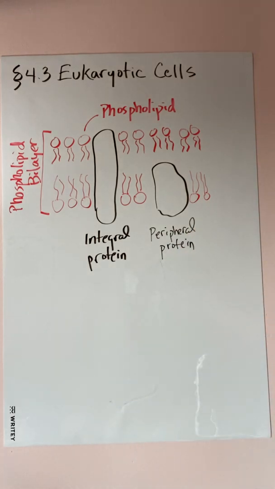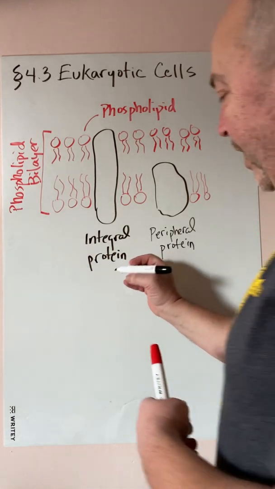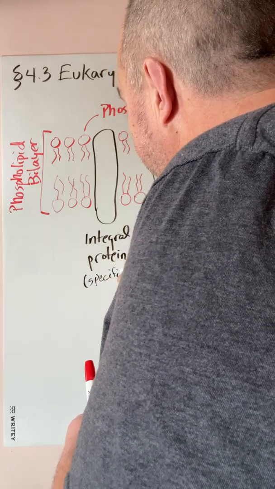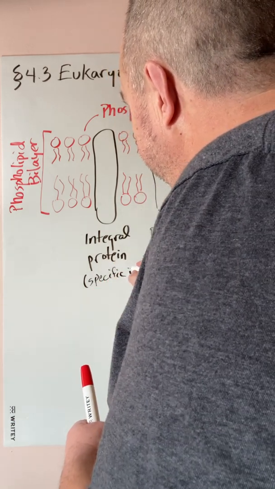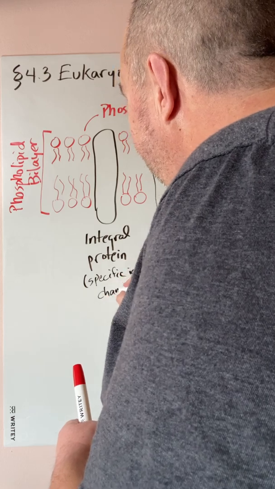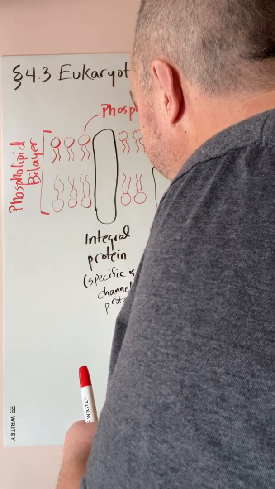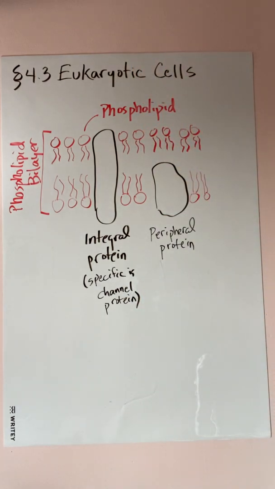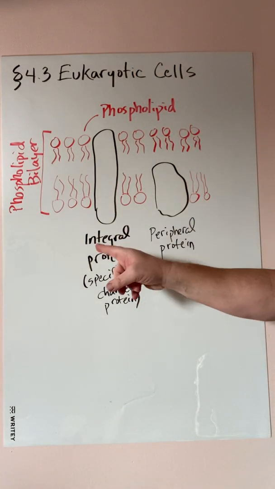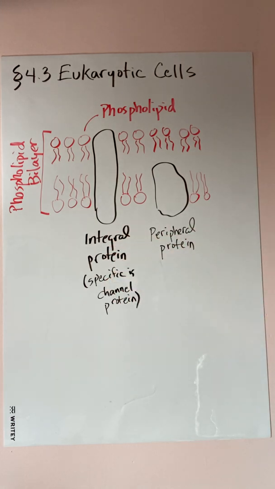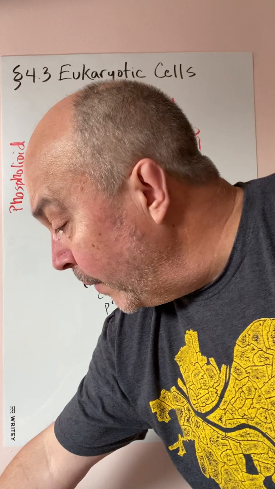Now they put one more name in there for proteins. They've put in there a channel protein. A channel protein is just one specific integral protein. So it is not a different thing. It is just a specific type of integral protein. So the two major types are integral and peripheral. Channel is just a type of integral protein.